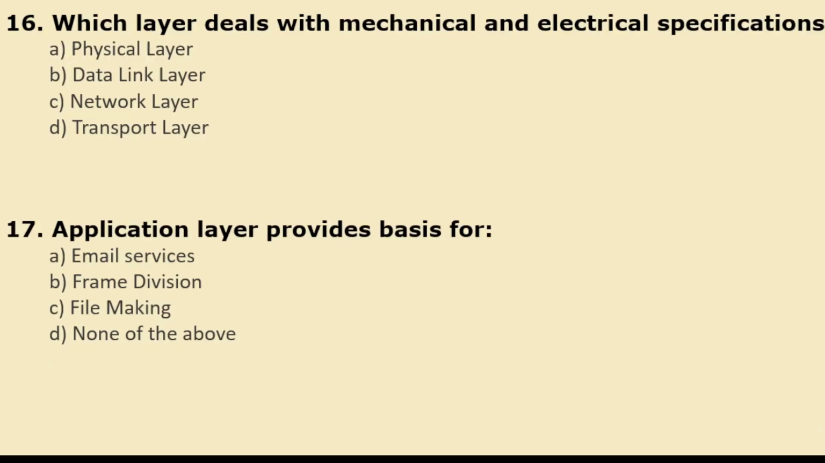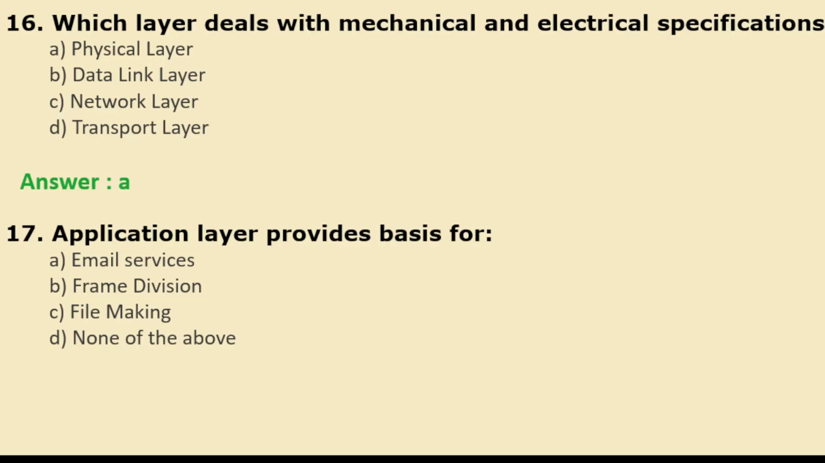Our next question is, which layer deals with mechanical and electrical specifications? A. Physical layer, B. Data link layer, C. Network layer, D. Transport layer. The correct answer is A. Physical layer.